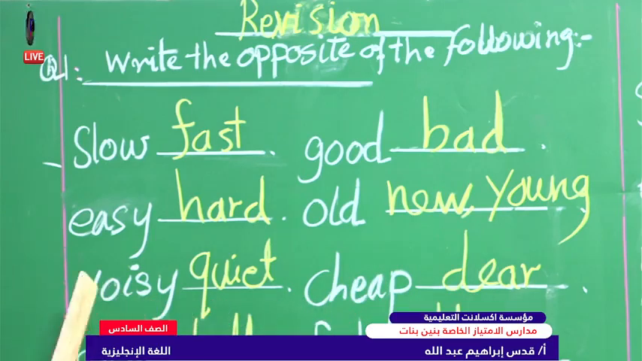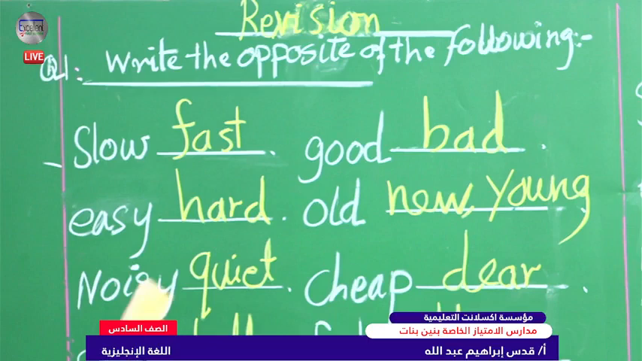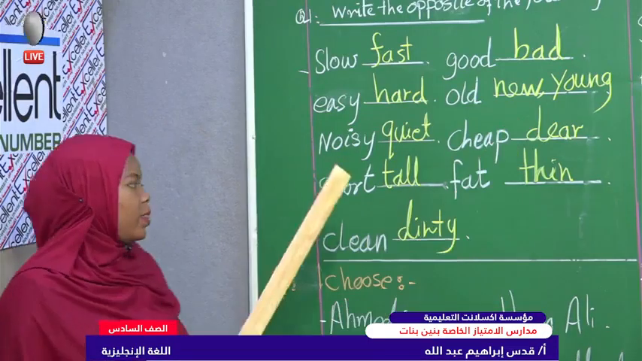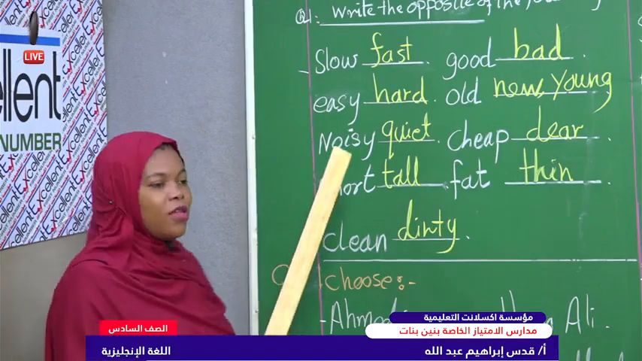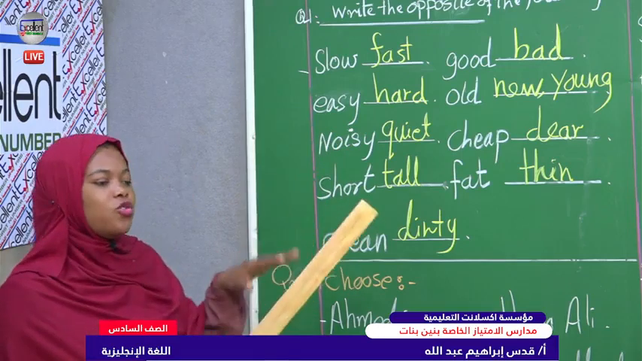We have noisy. You remember noisy? Yes. At lesson 2 in Unit 8. Saki and bump. Saki is noisier than the bump. Noisy, مزعج. The opposite of it is quiet. هادئ. Cheap. رخيص. The opposite of it is dear. غالي. We have short. The opposite of it is tall.